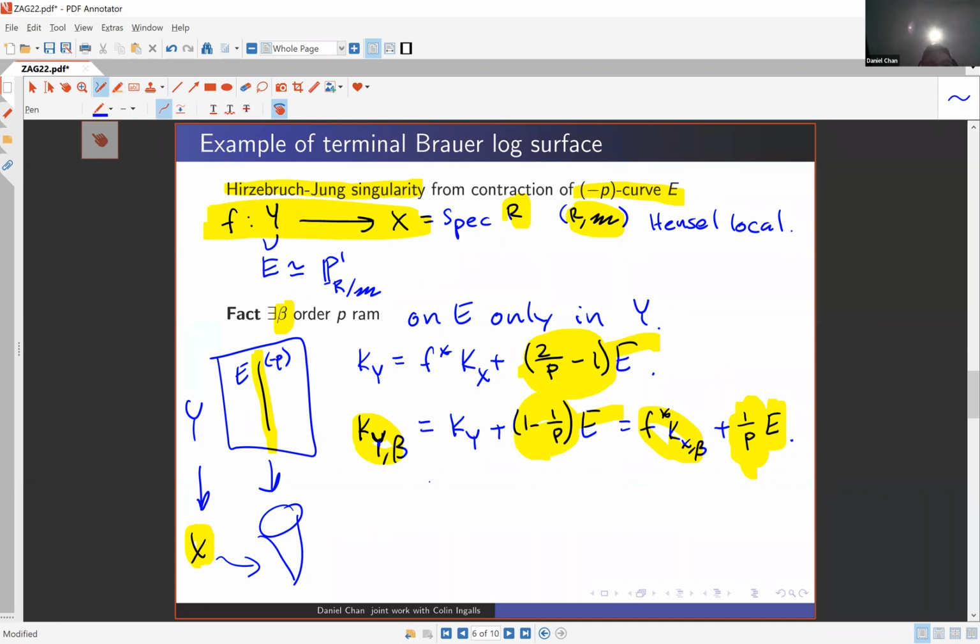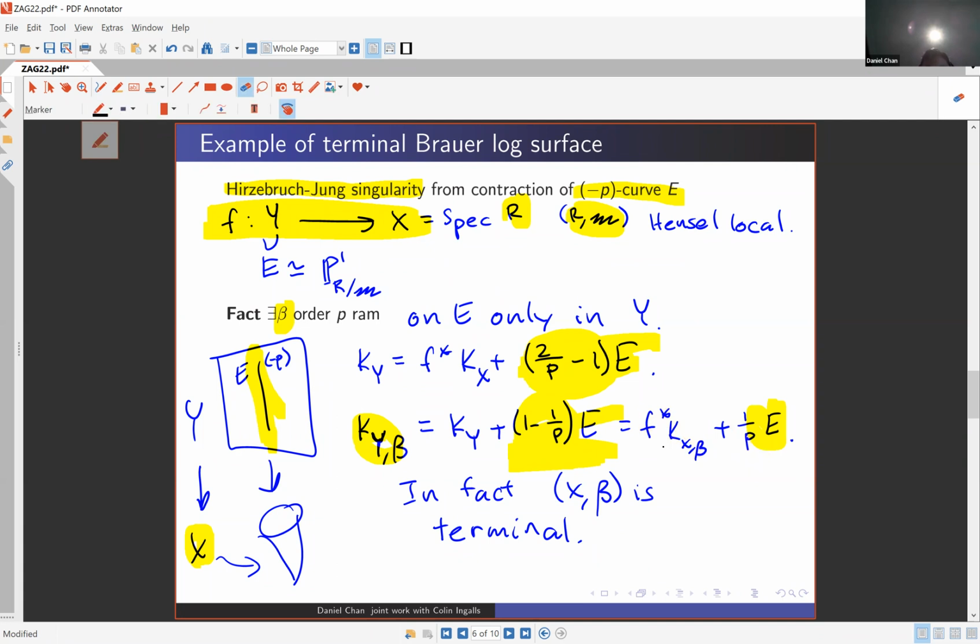And in fact, what you'll find is that X with beta is terminal. So this is kind of curious: you have this Hirzebruch-Jung singularity, but you can put this rather interesting Brauer class on it that makes it actually terminal. So it's this Brauer class, and the fact that it has this ramification along here, that's giving this extra term, so that it can cancel with the negativity here, give you something positive, and that will actually make it terminal.